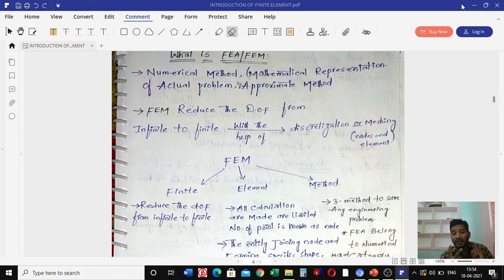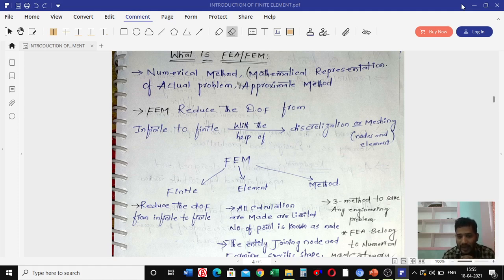In the numerical methods we have already studied four methods. The first method we know very well: the finite element method. The finite element method is a part of the numerical method. Another method is BEM, the boundary element method, the third one is FVM, the finite volume method, and the fourth one is the finite difference method. Already we studied that. These four methods belong to the numerical method. So the finite element method belongs to the numerical method.